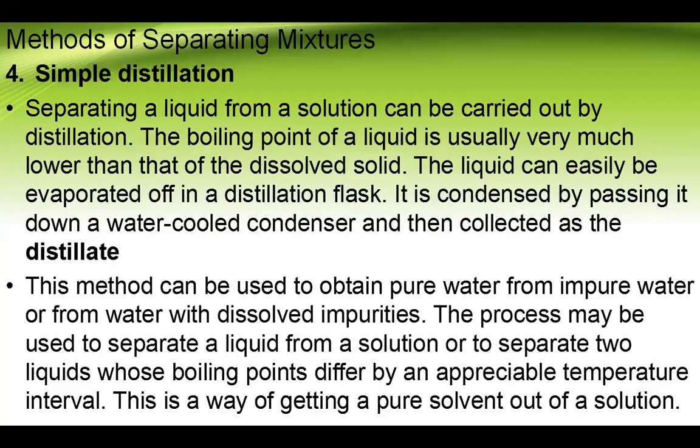Moving on, let's see the fourth one, that is simple distillation. In simple distillation, separating a liquid from a solution can be carried out by distillation, whereby the boiling point of a liquid is usually very much lower than that of a dissolved solid. So the liquid can be easily evaporated off in a distillation flask. It is condensed by passing it down a water-cooled condenser and then collected as the distillate. So the distillate is what we get after distillation.